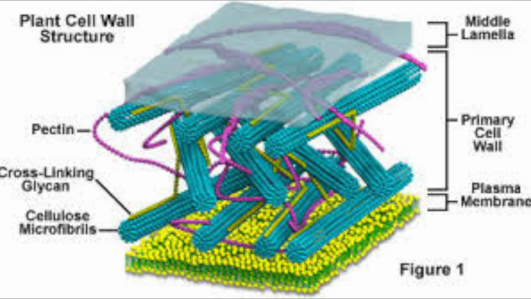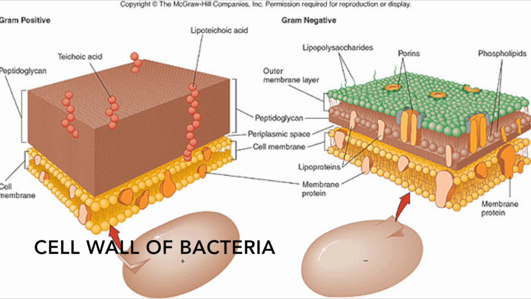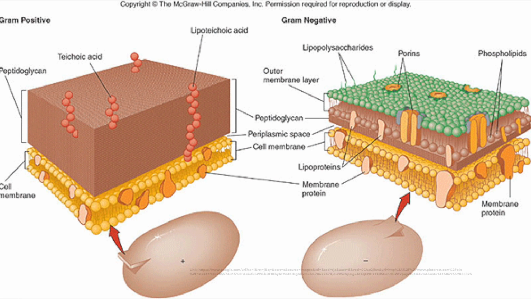The cell wall is the outermost layer of the cell. It surrounds the plasma membrane. It is a flexible but rigid layer that surrounds some types of cells. It provides structural support and protection. Cell walls are found in plants, algae, bacteria, fungi, and some archaea.